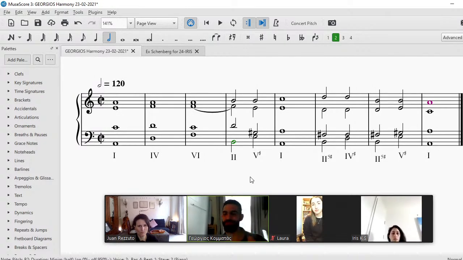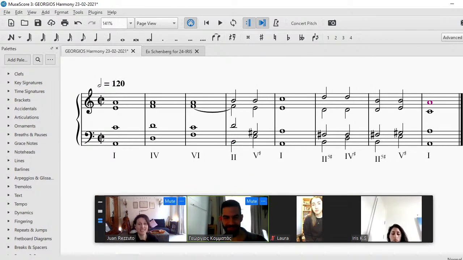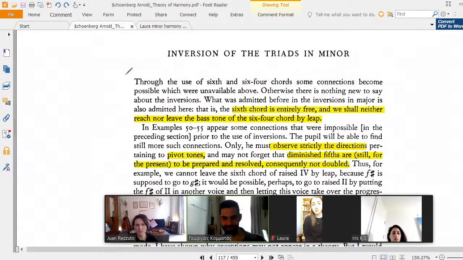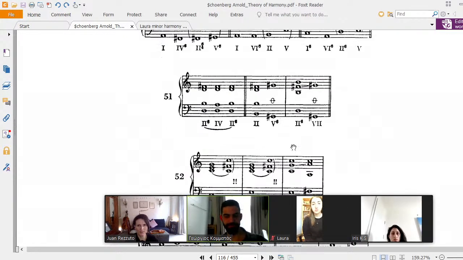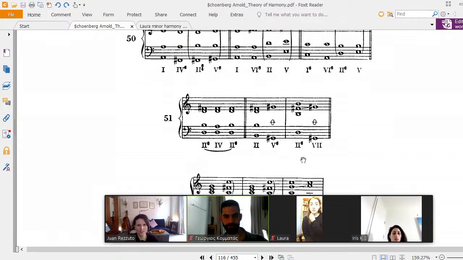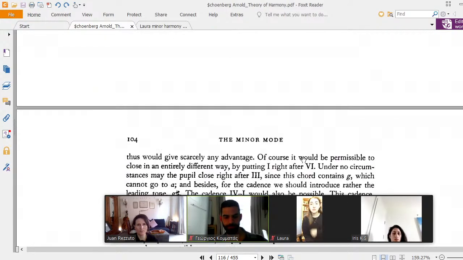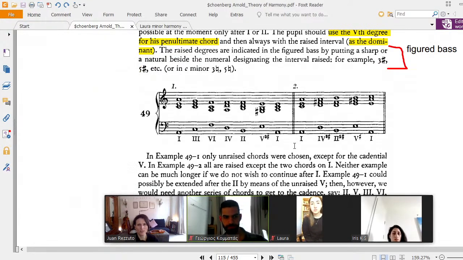If we go to Schoenberg, the book, the exercise, you see he does have a lot of examples. Let's go look. If you go to the second, no. Let's go to, ta-da!